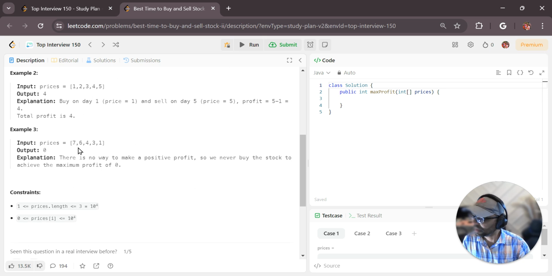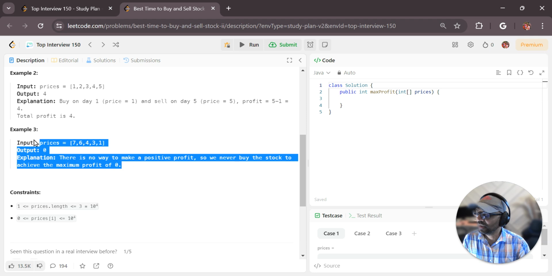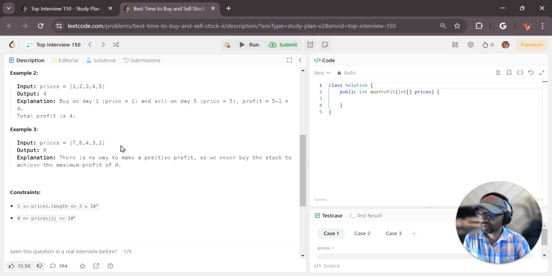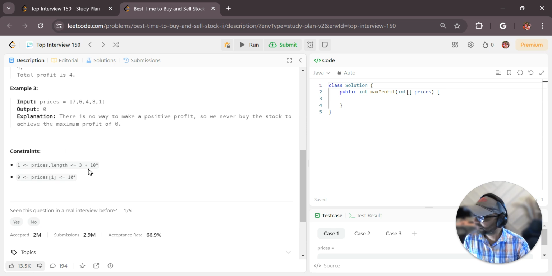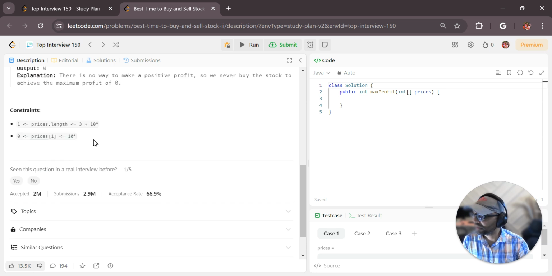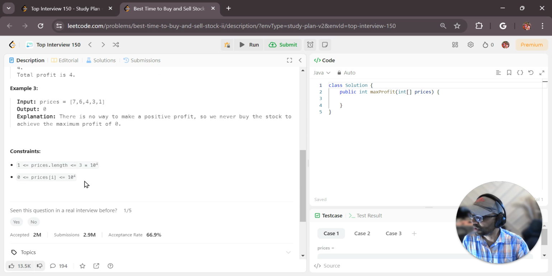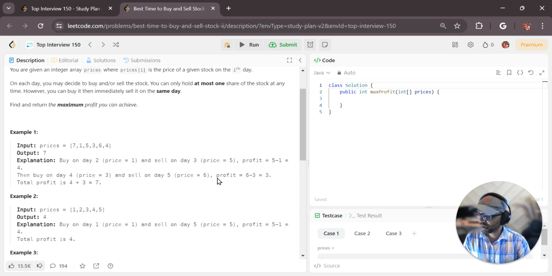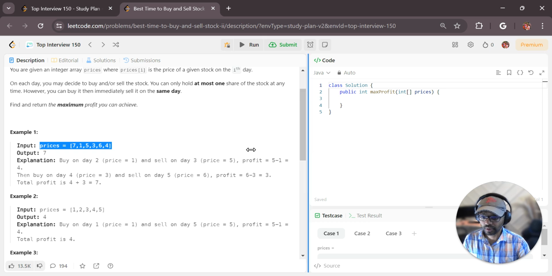And the third example is 7, 6, 4, 3, 1. Like in the last problem, this is an example where profit is 0 because the prices just keep on reducing. The constraints here look like they're different than the previous one, but anyway, the length of the array is between 1 and 3 times 10 raised to 4, so 30,000, and the prices of the stock are between 0 and 10,000, like in the last version of the problem. Okay, now this makes sense. Let's figure out an approach of what will work before we code it up.